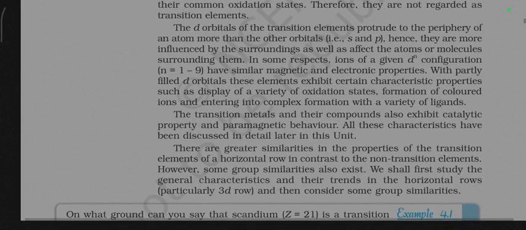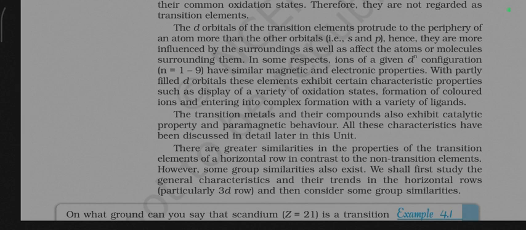The d orbitals of the transition elements protrude to the periphery of an atom more than the other orbitals, i.e. s and p. Hence, they are more influenced by surroundings as well as affect the atoms or molecules surrounding them in some respects.